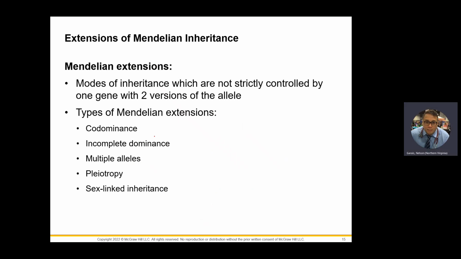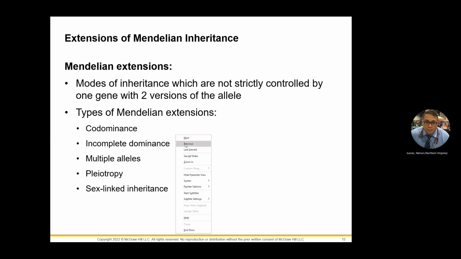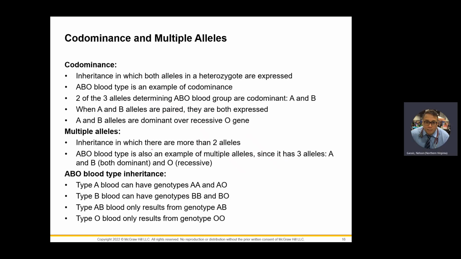So those were the examples of Mendelian inheritance, but they're not the only examples. There are other types of examples of Mendelian inheritance, and they are codominance, incomplete dominance, multiple alleles, pleiotropy, and sex-linked inheritance, and you have to know all of them. So let's look at what each one is.